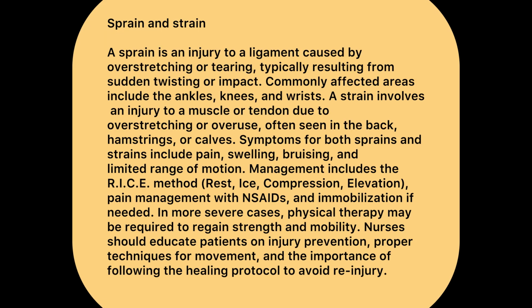Sprain and strain. A sprain is an injury to a ligament caused by overstretching or tearing, typically resulting from sudden twisting or impact. A strain involves an injury to a muscle or tendon due to overstretching or overuse, often seen in the back, hamstring, or calves. Being a nurse, we must know the signs and symptoms of these conditions, like both have pain, swelling, bruising, and limited range of motion. And it is important to know the nursing management for the NCLEX.